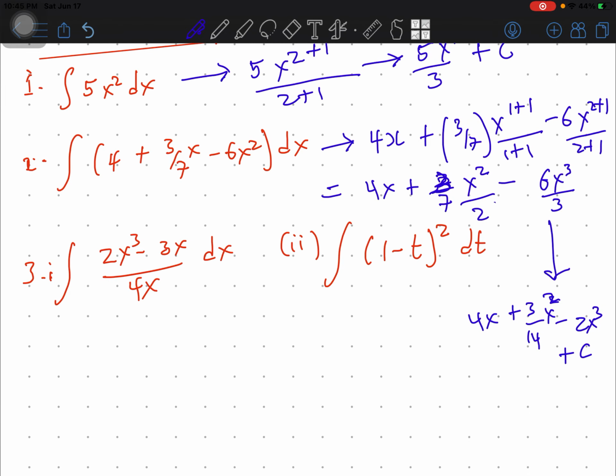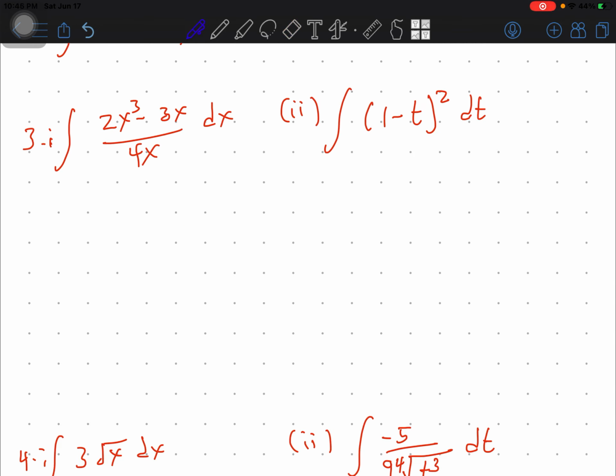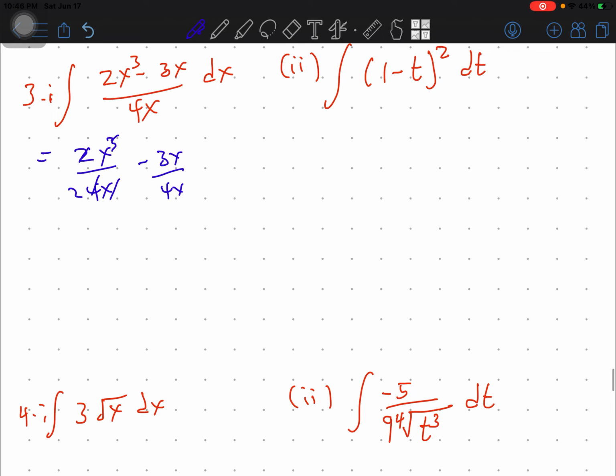So the third question, let me clean this and then I can use here. So let's move to the third question. We have been asked to find the integral of 2x power 3 minus 3x over 4x. And what you need to do is simplify it before you proceed. So in simplification, you can do 2x power 3 over 4x minus 3x over 4x. One x will cancel one of these x here. This will give us 2 here. So we are going to get x squared over 2 minus, this x will cancel this, 3 over 4.